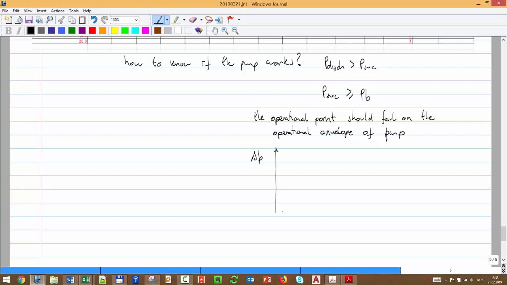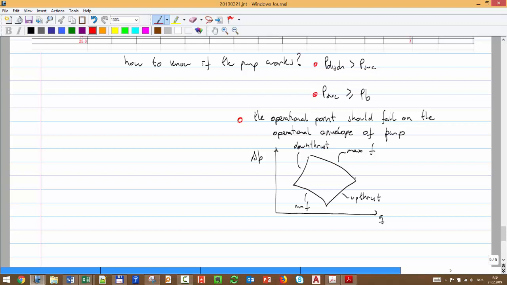Remember delta P versus Q, that has to be local, and we have these lines, and they are given by maximum frequency, minimum frequency, that is up thrust, and that is down thrust. So your point has to fall inside. So these are all the things that we have to check.